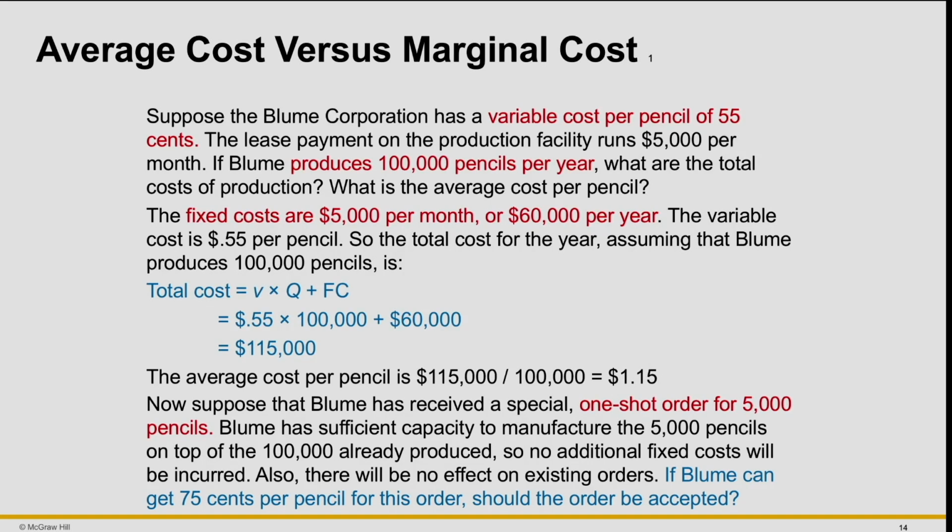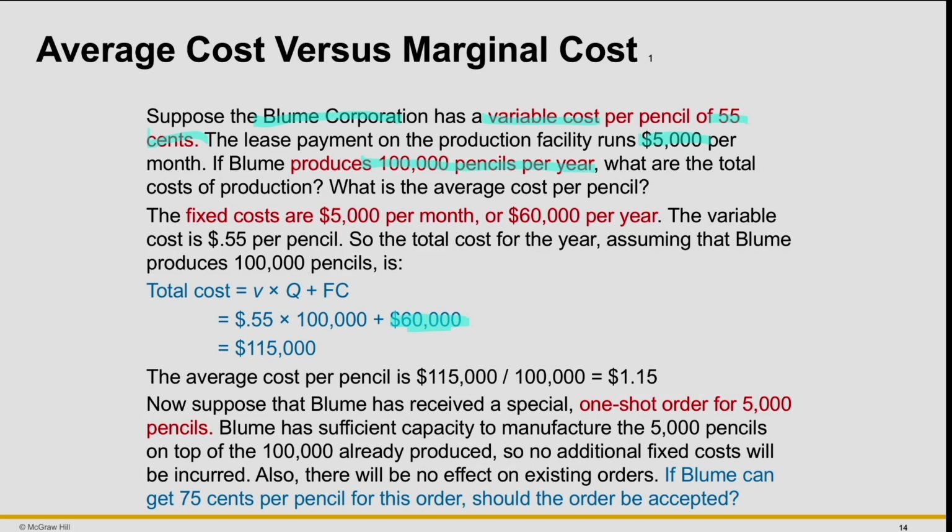Well, in this example, we're going to look at that issue. Here we have Bloom Corporation, a manufacturer of pencils, and the pencils cost them 55 cents to produce each pencil. They currently have a plant that costs $5,000 a month to maintain. And so on a yearly basis, that would be $60,000 of fixed costs. And they also produce out of that plant 100,000 pencils per year.